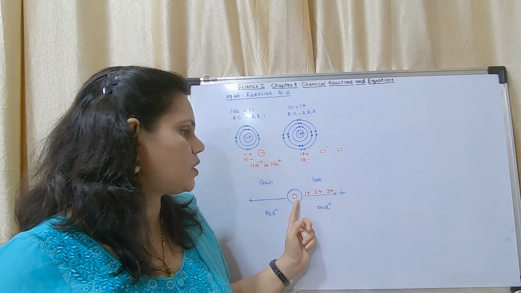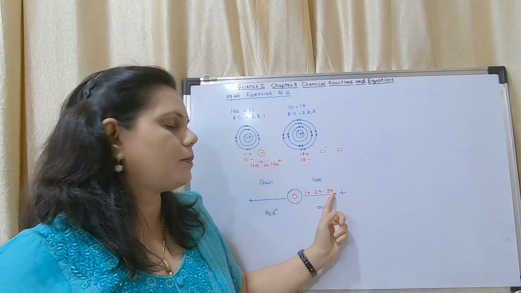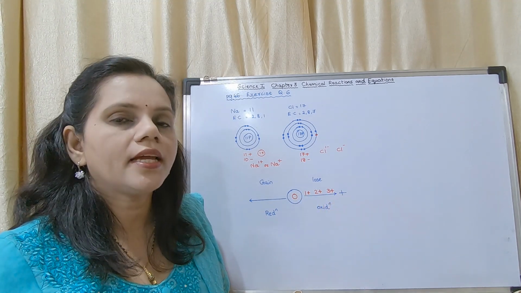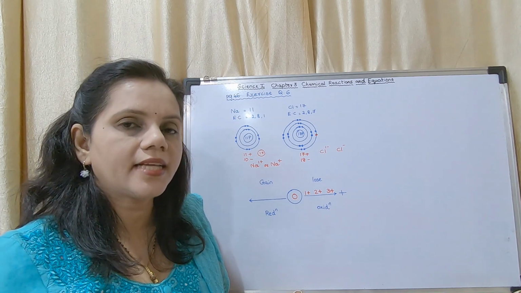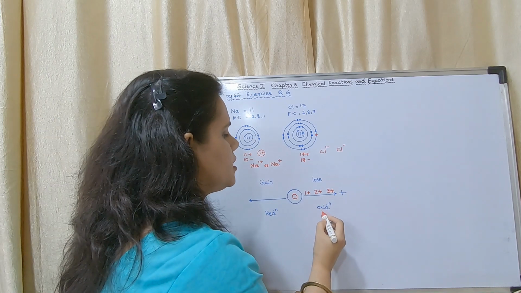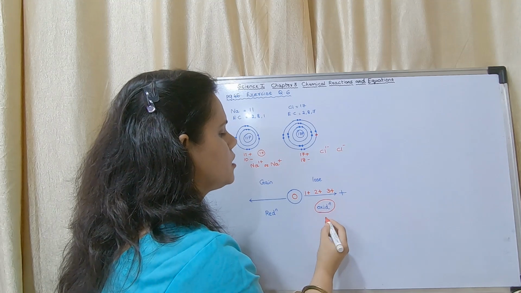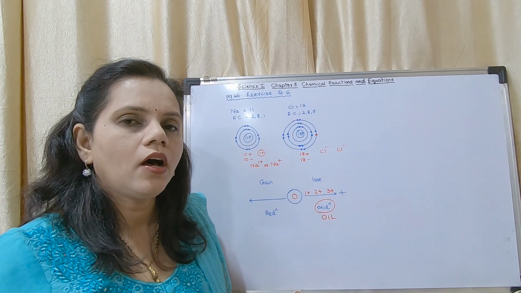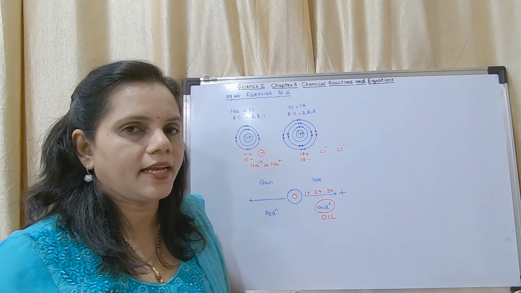Or otherwise, from 0, if it loses 3, it will become 3 plus. So, losing of electrons is taken as oxidation. So, what is oxidation? Oxidation is losing electrons.